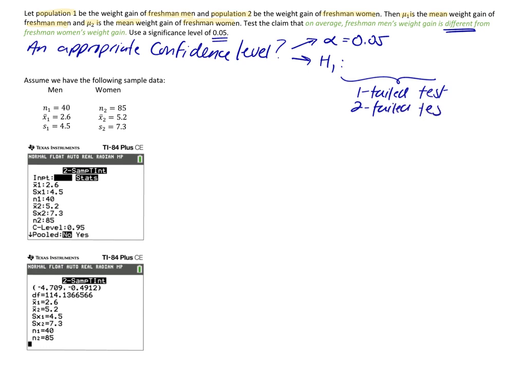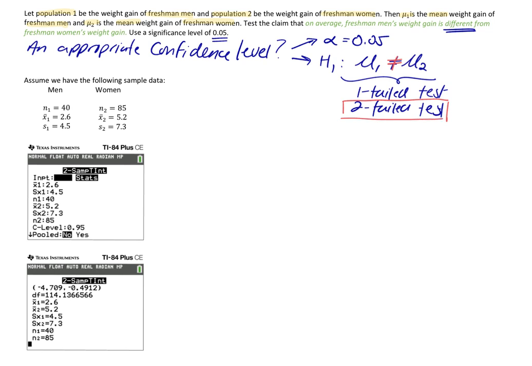So let's go ahead and take a look at what the alternative hypothesis is. The claim that we're trying to test is to see if there is just a difference in men's weight gain and women's. So that means that we're testing for mu1 not equal to mu2. And since this alternative hypothesis has that not equal sign, this means that we have a two-tailed test.